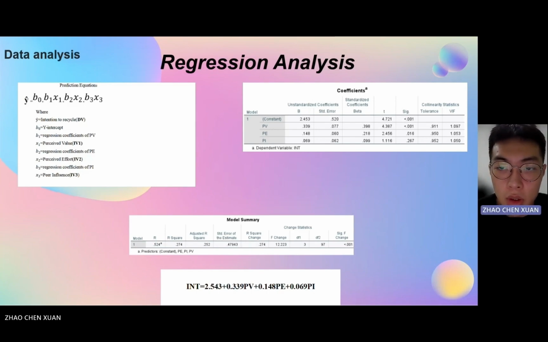Hopefully, back to our standardized beta value. The B1, B2, B3 are all bigger than 0. It supports that all three of our hypotheses hold. The PV, PE, PI all have positive relationships with intention to recycle, which is INT. That's all for data analysis. Next, we talk about the theoretical implications and practical implications.